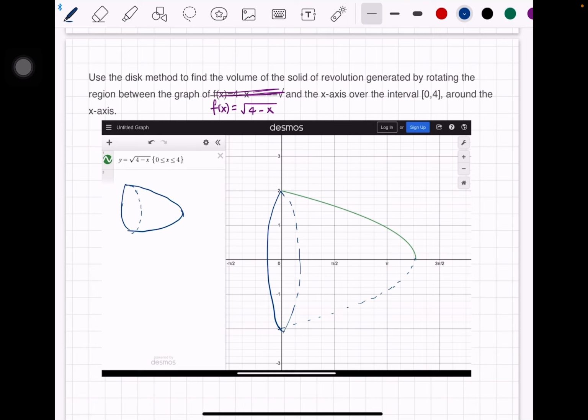This is also solid because the region we're rotating is the region between the graph f of x and the x-axis. So now if we take one slice and turn it to face us, we are going to get a circle. This is a solid circle. The radius is going to be the height, which is the y value. In this case, it's going to be the square root of 4 minus x.